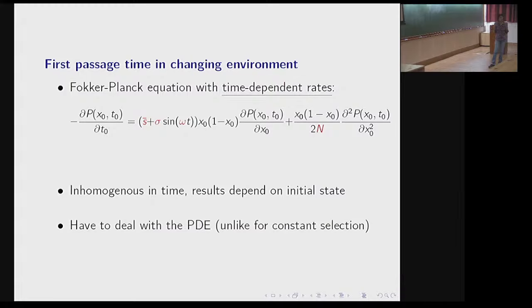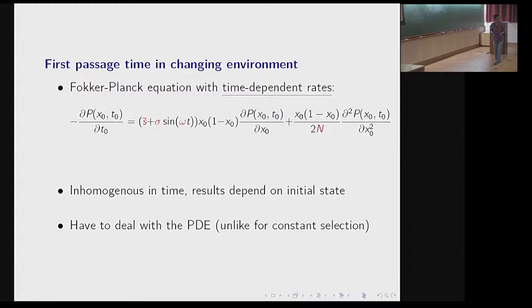This is technically a slightly challenging problem, because if you had a constant environment, you have time translation invariance, so if you want to know things at late times, you can put the left-hand side to 0, but now you cannot. Because of inhomogeneity in time, your answers would depend upon the initial state also. So it's a slightly more complex problem.